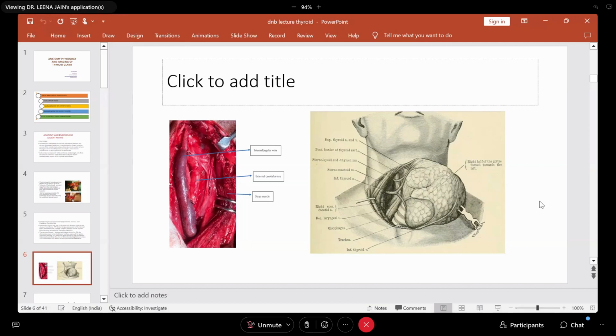Ma'am, what is the difference between warm and hot nodule? Warm means there is a similar uptake in the whole of the gland; the whole gland is hyperactive. Hot is like a toxic nodule: at one place there will be a hyper uptake, and the rest of the places will have normal uptake. While in warm, even though there is hyperactivity, it will be similar in all the areas.